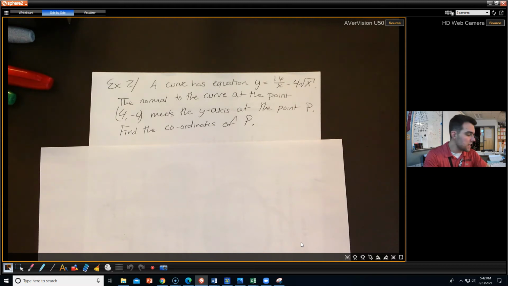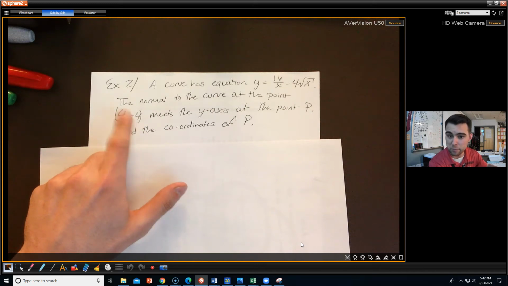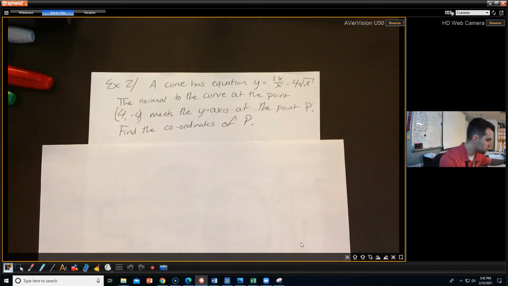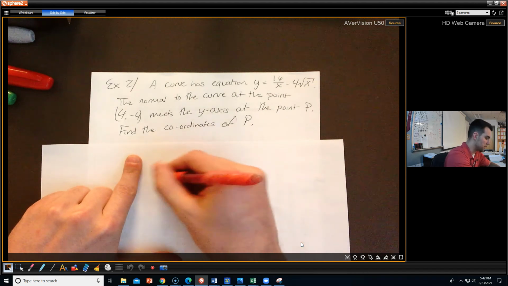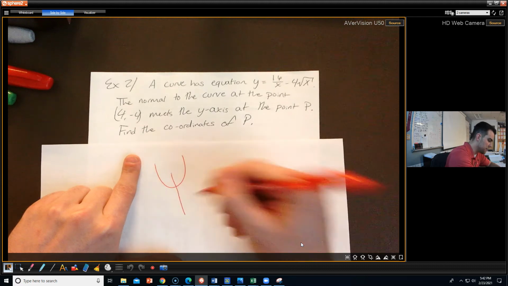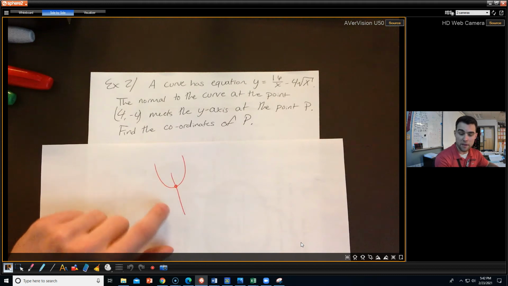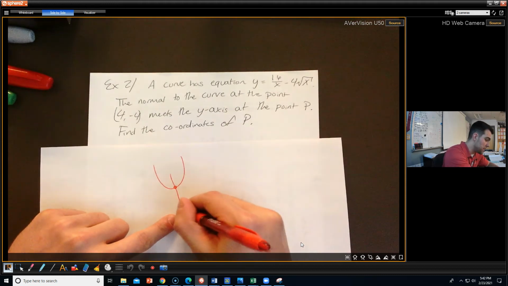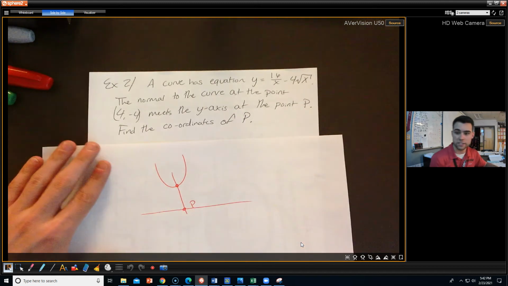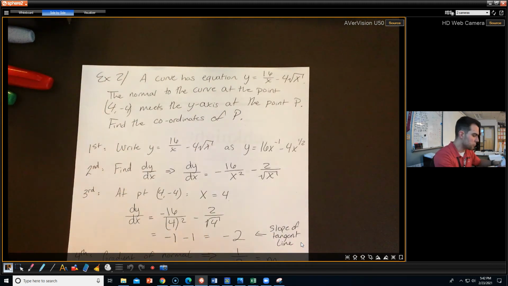So we're given a point that we can use. We know the normal of the curve is at this particular point. If I draw my curve and then the normal line going through there, the point on the normal, (4, -4), we have, but we want the coordinates of this point P, something along this normal line, and apparently it's going to cross the y-axis. So let's see what that looks like and how we can work that out.